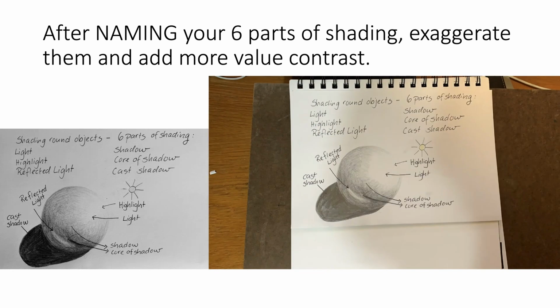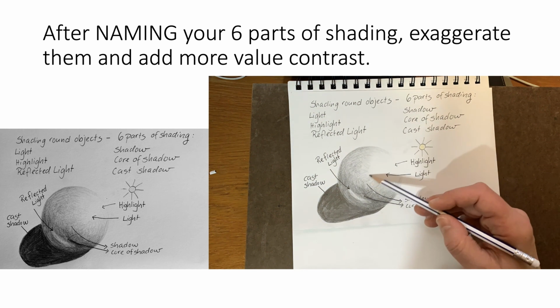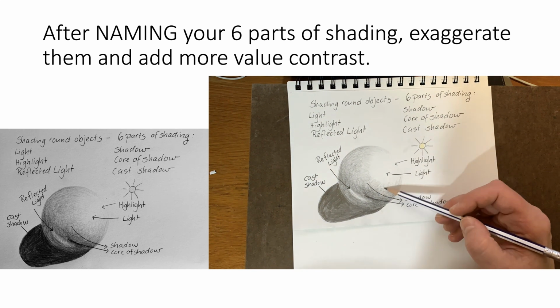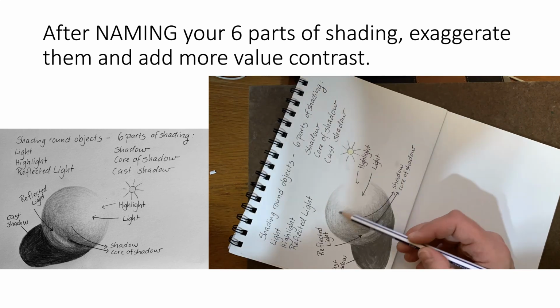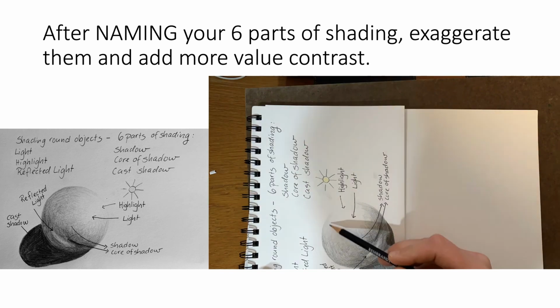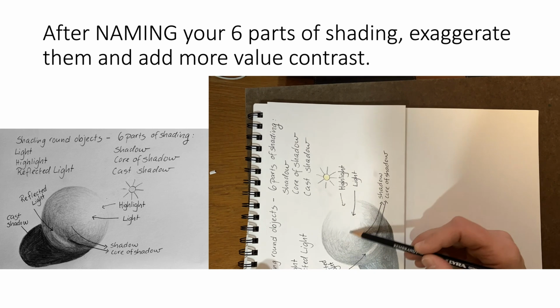And you can see for the midtones, I'm going to shift back to my HB pencils to create smooth transitions from the darkest values to the lightest values. And then my 4H pencil, of course, for the very light values on my sphere.